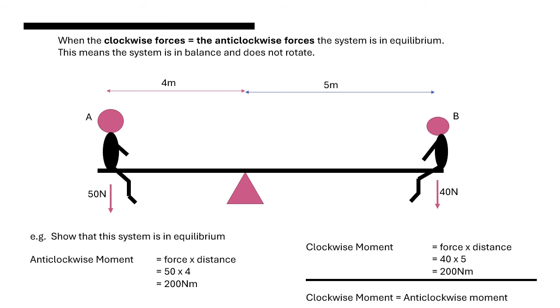So to calculate the anti-clockwise moment, I need to do 50 times 4, and that gives me 200 Newton meters. To calculate the clockwise moment, I need to do 40 times 5, and that also gives me 200 Newton meters. So since the clockwise moment is equal to the anti-clockwise moment, this situation is in equilibrium.